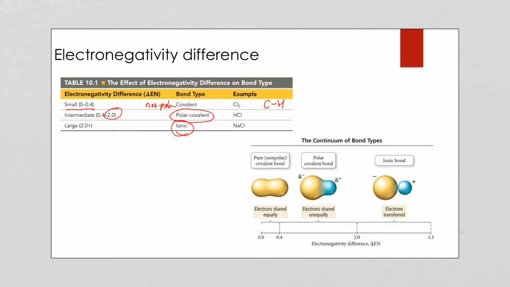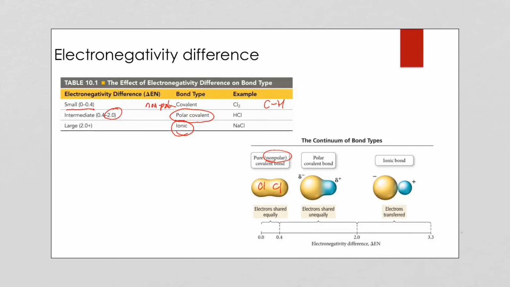Now, again, this is more seen on a continuum, right? So we have this idea of equal sharing, which the book calls pure nonpolar. I'm just going to call it nonpolar. And this would, for example, be something like Cl-Cl, where it's the same.